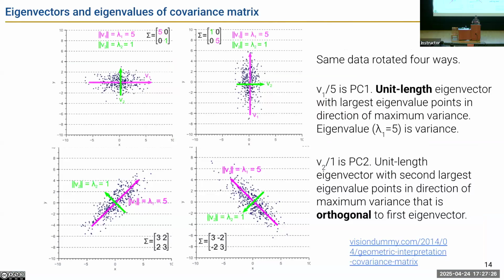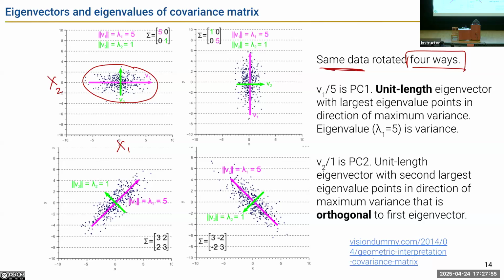Okay, let's go see this visually. Visual intuition, I find, is a lot easier to follow. So what we have here, similar to those pictures before, is the same data, but it's been rotated four ways. So these are identical data sets, same exact shape, I'm just rotating it in different ways. Let's start at the top left. We have this cloud of data, we have X1 and we have X2.